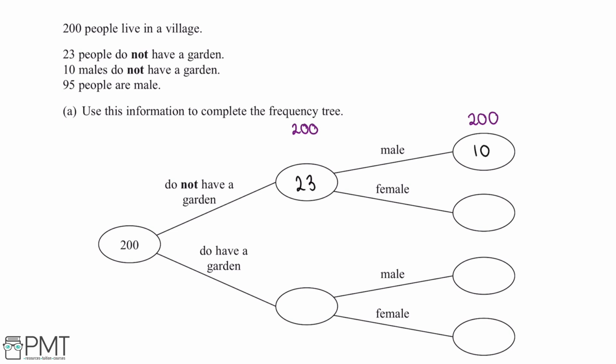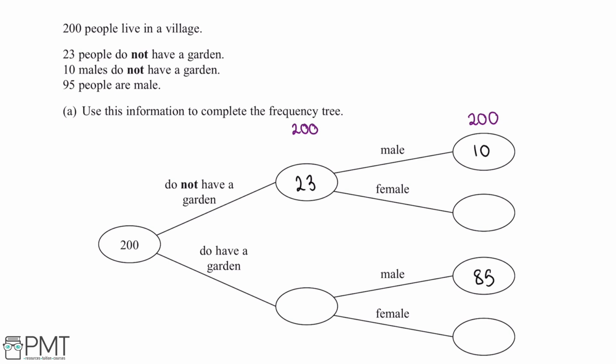Now the final bit of information we've been told in the question is that 95 people are male. So if the number of people who do not have a garden and are male is 10, and there are 95 males in total, then what this means is that the number of males who do have a garden, which will be this circle here, will be 85. And we can see if we add 85 and 10 together, we'll get an answer of 95.